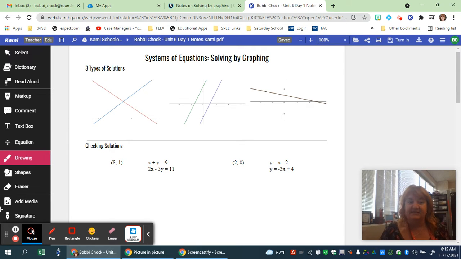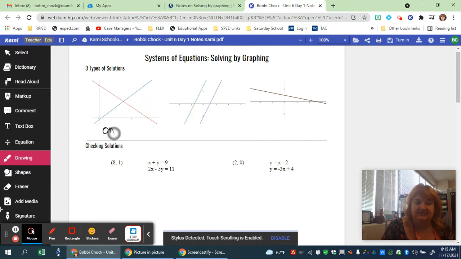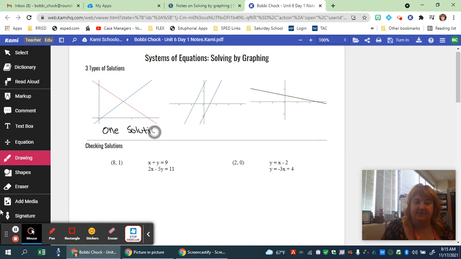So you have three types of solutions. Your solution here is one solution. The solution is where they intersect. There's only one place, and that's your solution. This one has no solutions, and that's because they never intersect.